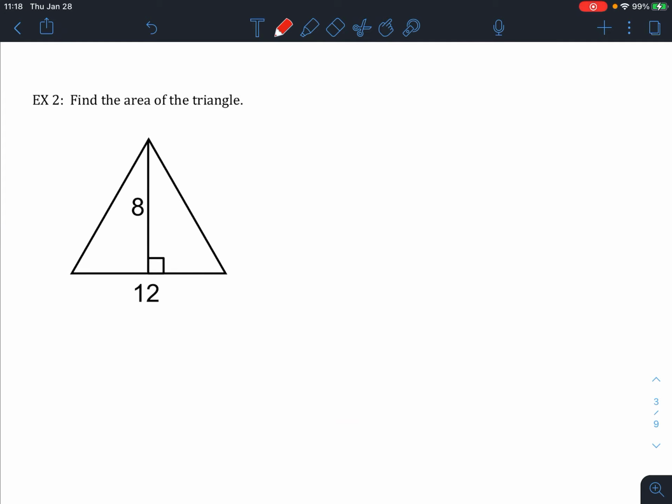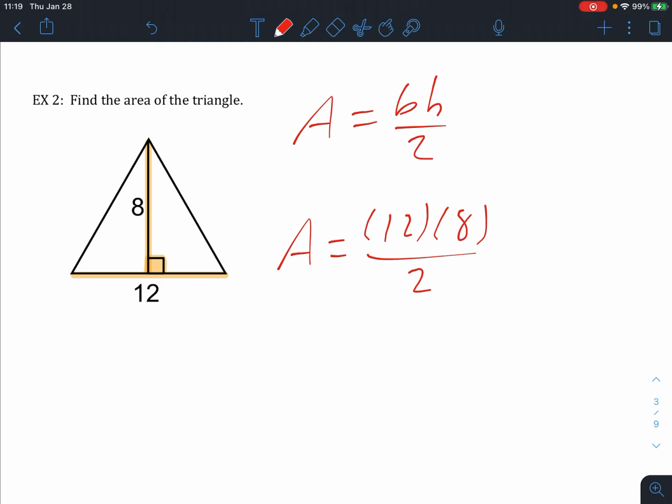Number 2, find the area of the triangle. All right, I'm going to go ahead and write down my formula. And again, the base and the height have to be perpendicular. But oh, look at this right here. Look what we got. It's a right angle. That tells us these two are perpendicular, and that's it. That's your base and your height. Okay? 12 is our base, 8 is our height, and we get 48. Now this problem does not give us units, so we do not need to provide units in our answer. 48 is enough.